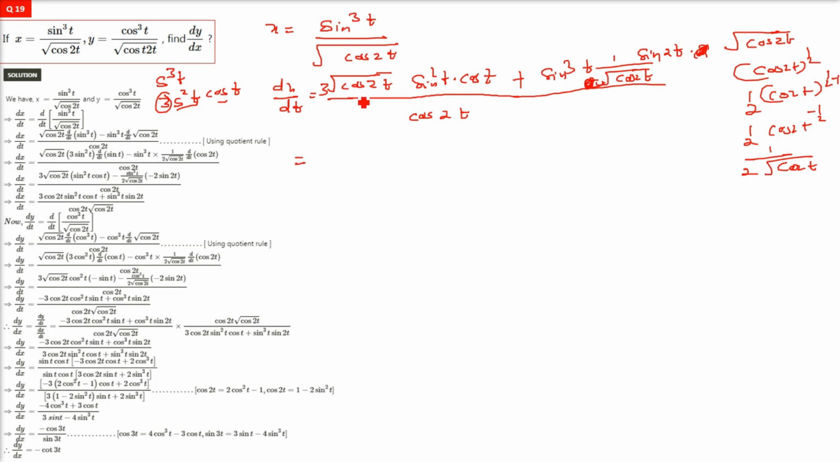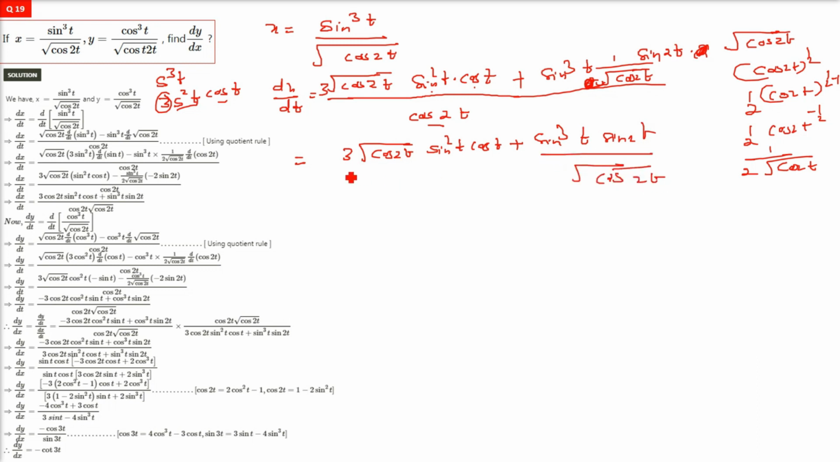But we have to take the numerator and solve it properly. How are you going to solve it? Just assume that this cos 2t is already there in the denominator. I am not going to touch the denominator, it will be cos 2t. The numerator we have to take the LCM and solve as far as possible. So this 3 under root cos 2t sin square t cos t plus this sin cube t sin 2t divided by under root cos 2t.